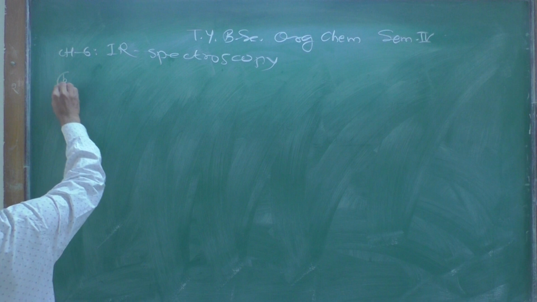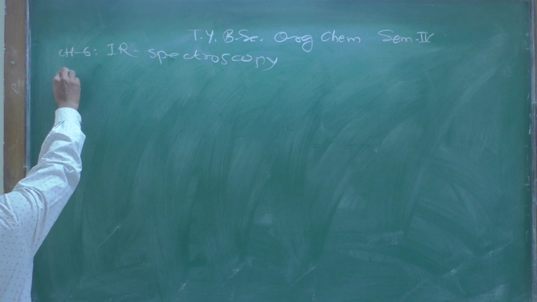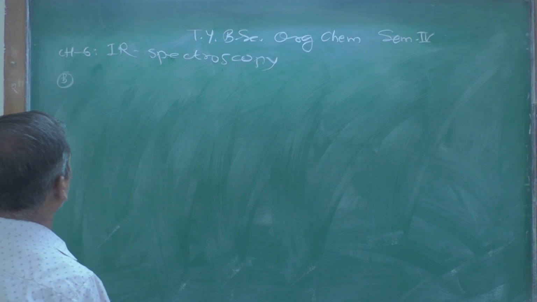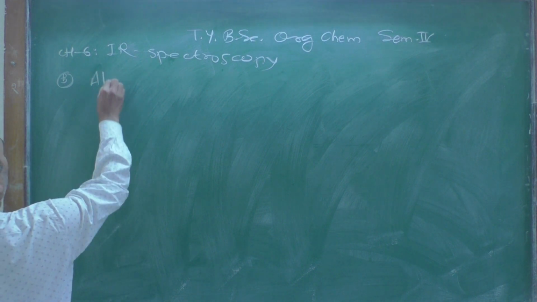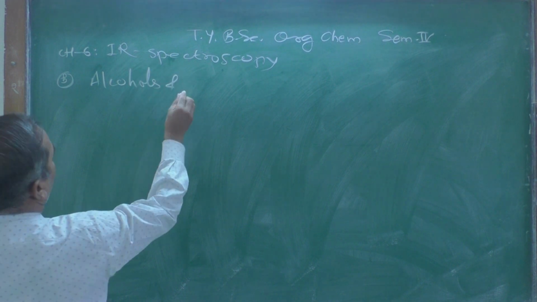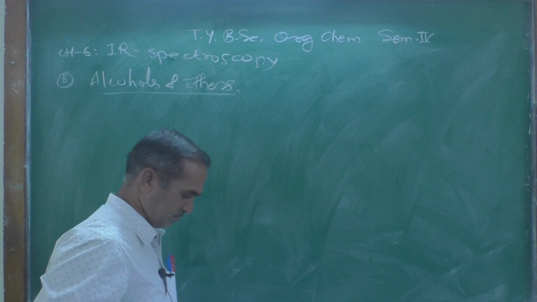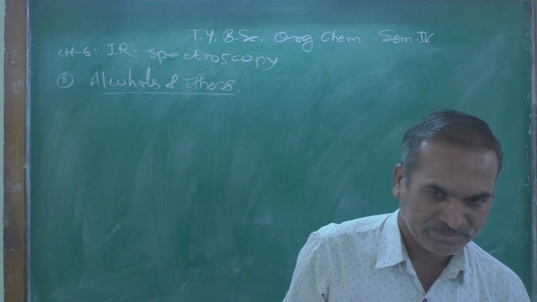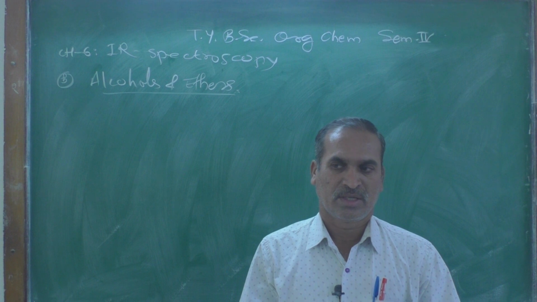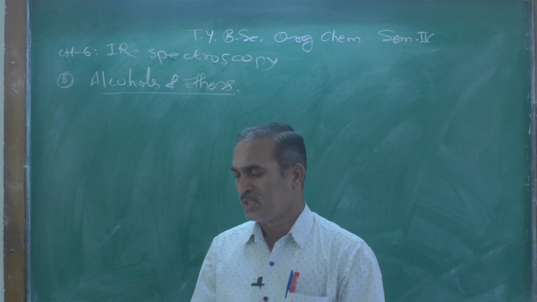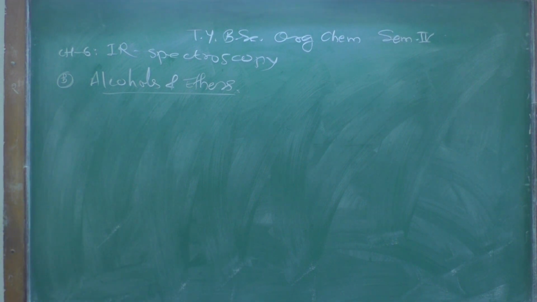Today is the second one, which is known as capital letter B, alcohols and ethers. Alcohols and ethers. This is the point we are right now discussing. Let me clearly explain alcohols.